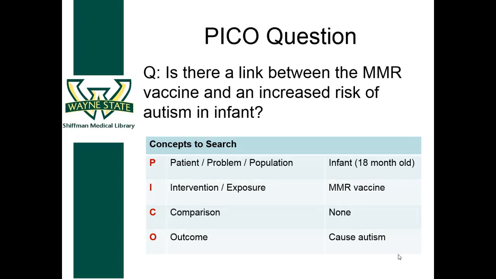Your question is whether there is a link between MMR vaccine and an increased risk of autism in infants. Using the PICO method, you identify P is infant, I is MMR vaccine, O is autism. There is no comparison in this question, so your search concept terms are infant, MMR vaccine, and autism. Once you formulate your PICO question, you will go to PubMed and translate it into a PubMed search query.